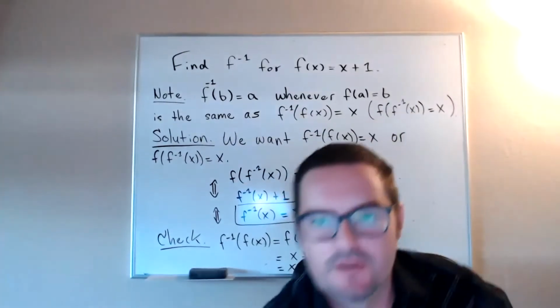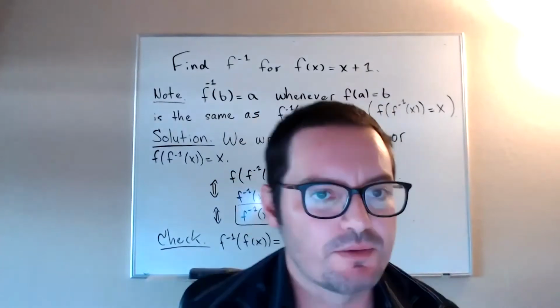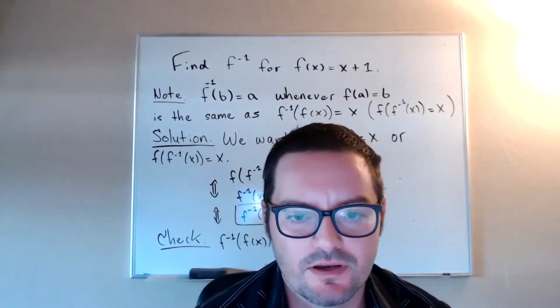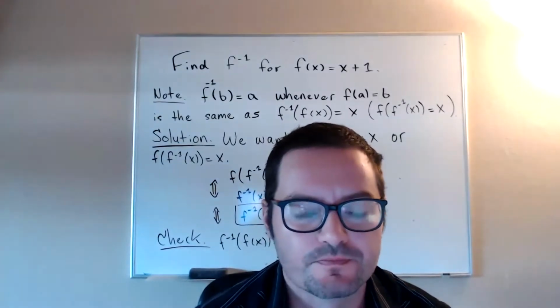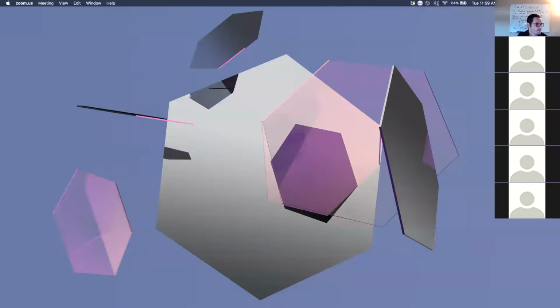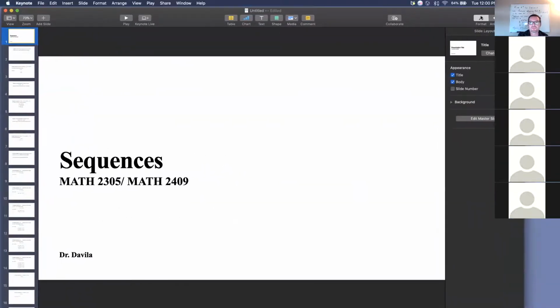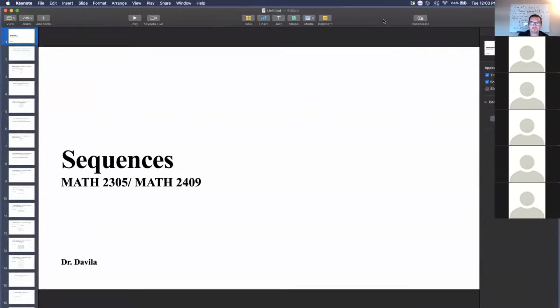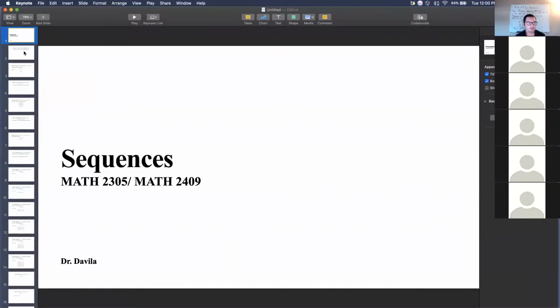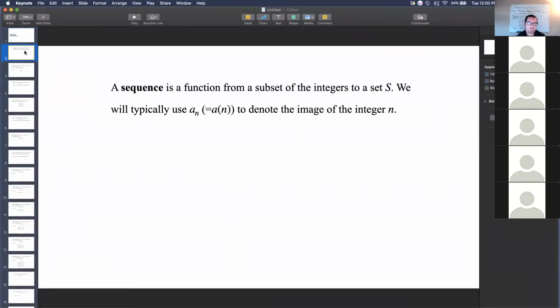Okay, so let's continue on with a special type of function. I'm going to share my screen with you again. Okay. So some special types of functions are called sequences. A sequence is a function, which a lot of people forget, but sequences are functions. A sequence is a function from a subset of the integers to a set S.